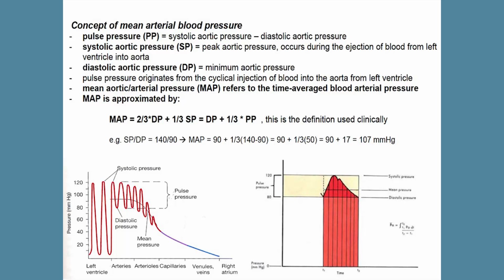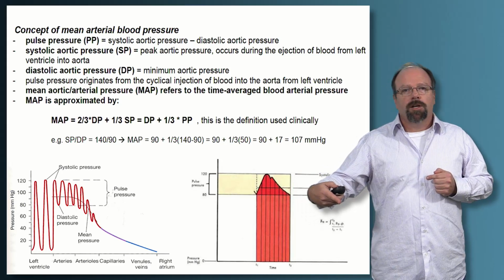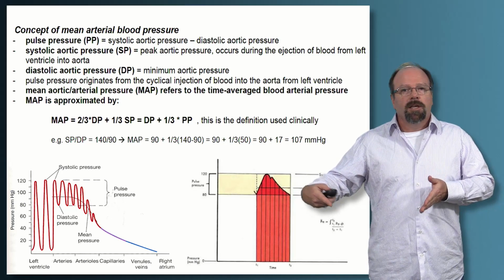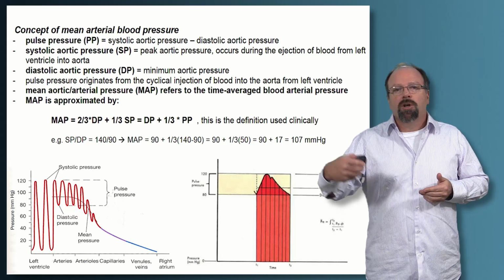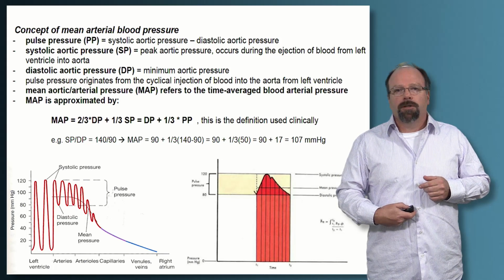The heart actually spends 2/3 of its time in diastole and only 1/3 of its time in systole, and so the mean arterial pressure can be calculated as 2/3 the diastolic pressure plus 1/3 the systolic pressure. And if you rearrange this equation, as they often do in the clinic, you can also express it as the diastolic pressure plus 1/3 of the pulse pressure.